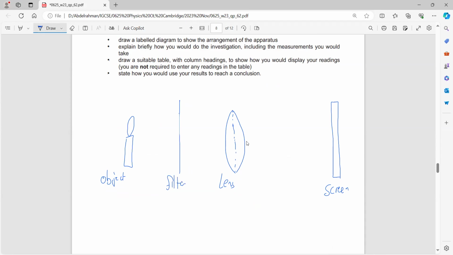Again, this is the filter, object, lens, and screen, and then I have to specify the distance u. This is the distance between the object and the lens. This is the distance u, and then the distance between the lens and the screen, نسميها ايه؟ نسميها v. يلا, I have u and I have v. These are the distances. This is the diagram. خلاص أنا كده I drew the diagram.